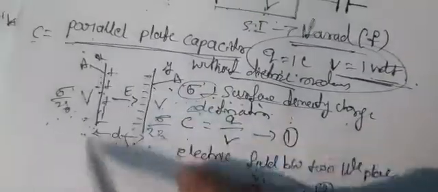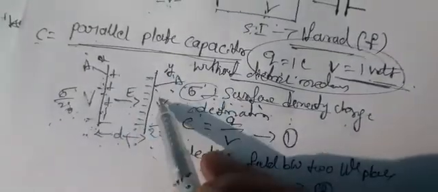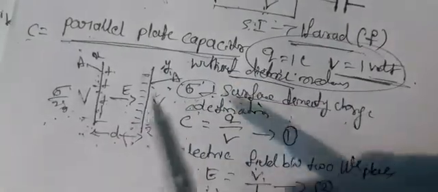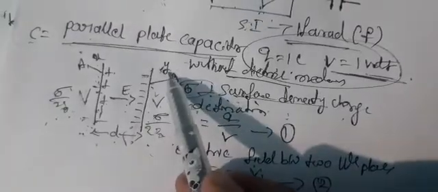Once again, first draw the two metal plates parallel to each other. This is the representation symbol, also called the capacitor symbol. X and Y are the two metal plates, parallel to each other. The potential difference of each conductor is V.